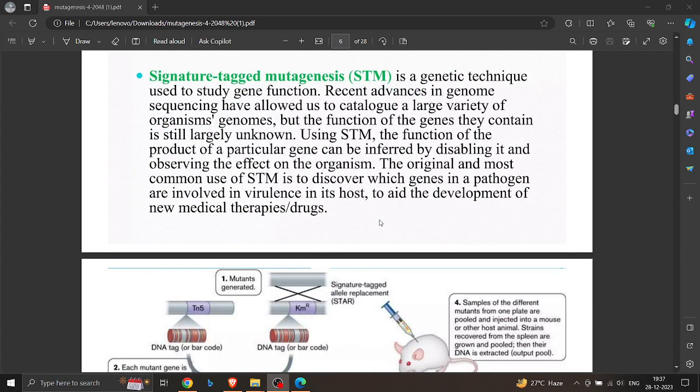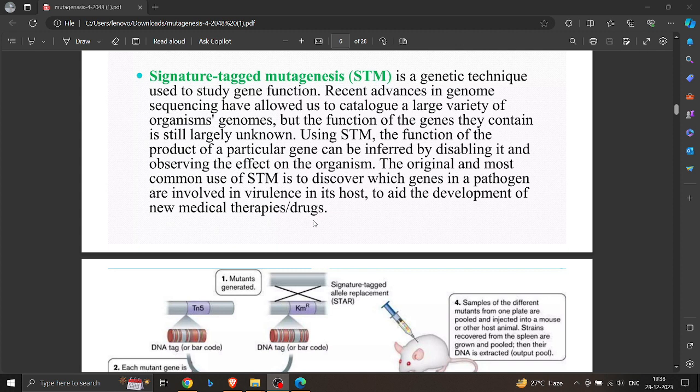Next, there is another kind of mutagenesis, that is signature tagged mutagenesis. STM is a genetic technique used to study gene function. Recent advances in genome sequencing have allowed us to catalog a large variety of organisms. The original and most common use of this STM is to discover which genes in a pathogen are involved in virulence in its host and to aid the development of new medical therapies or drugs.